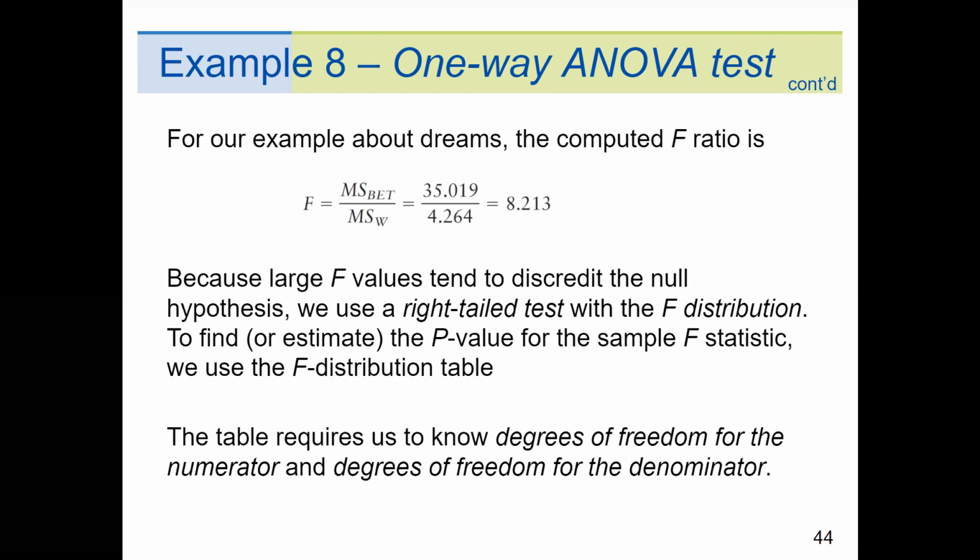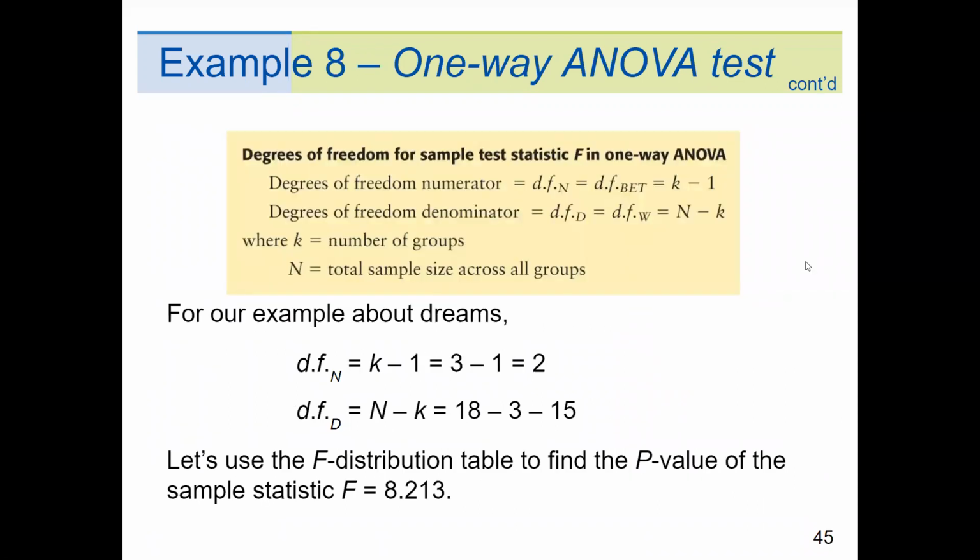Because large F values tend to discredit the null hypothesis, we use the right-tailed test with the F distribution to find or estimate the p-value for the sample F statistic. We use the F distribution table. The table requires us to know the degrees of freedom for the numerator and the degrees of freedom for the denominator. The degrees of freedom for the sample test statistic F in one-way ANOVA are K minus 1 and N minus K, where K is the number of groups and N is the total sample size across all groups.